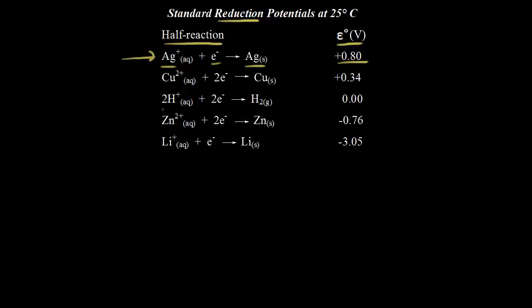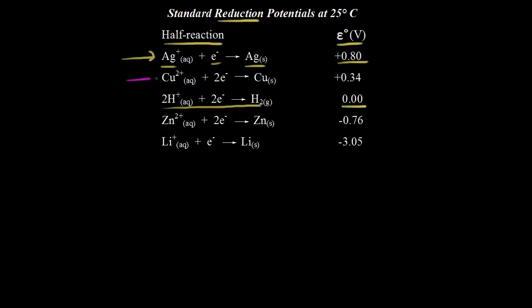And that's compared to this half reaction down here, which corresponds to the standard hydrogen electrode, which is the reference value. So this has a potential of 0 volts. And so all of our other half reactions are compared to this one. The more positive the value is for the standard reduction potential, the more likely the substance is to be reduced.